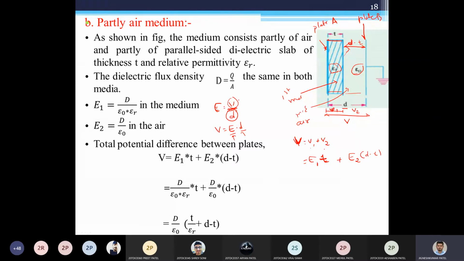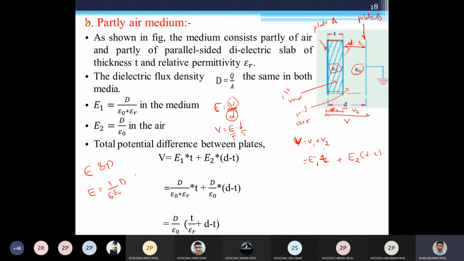Now we also know the other relation between E and D. What is the relation? The relation is E is equal to 1 upon epsilon 0 epsilon R times D. We know that.